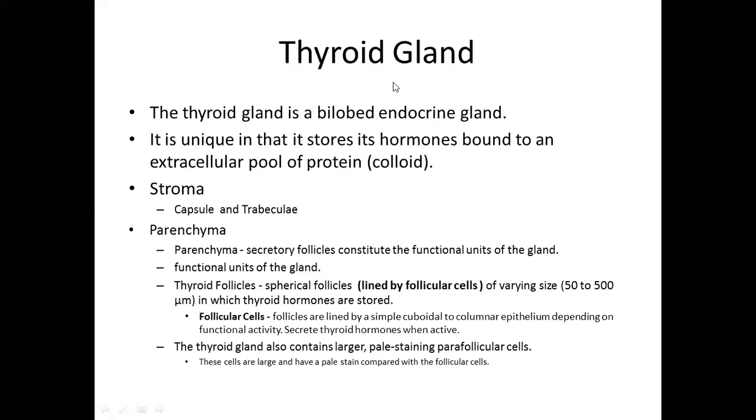Now we talk about the thyroid gland. The stromal content is actually made up of the capsule which is covering the thyroid gland from outside, and then the branches of the capsule penetrate inside, which are termed trabeculae. They are made up of connective tissue. The capsule is more dense compared to the trabecular content.